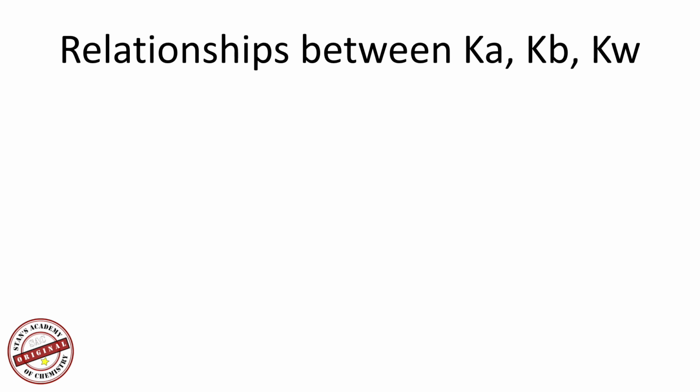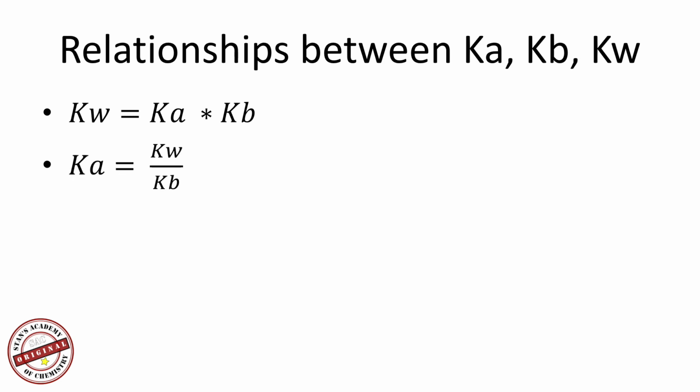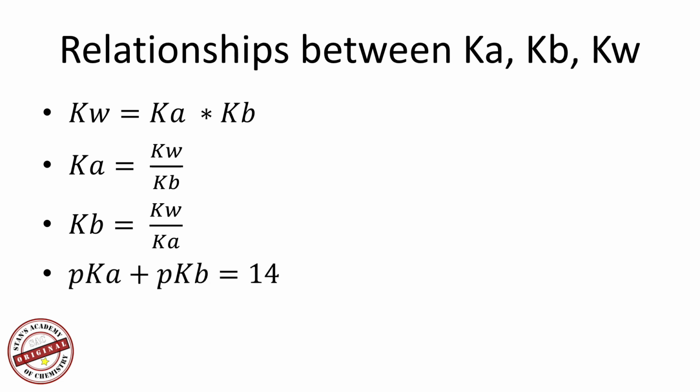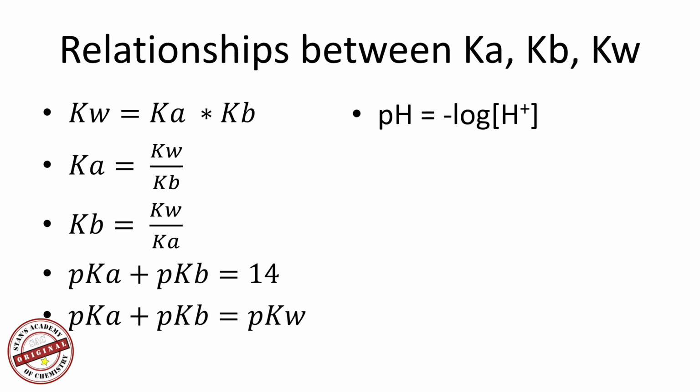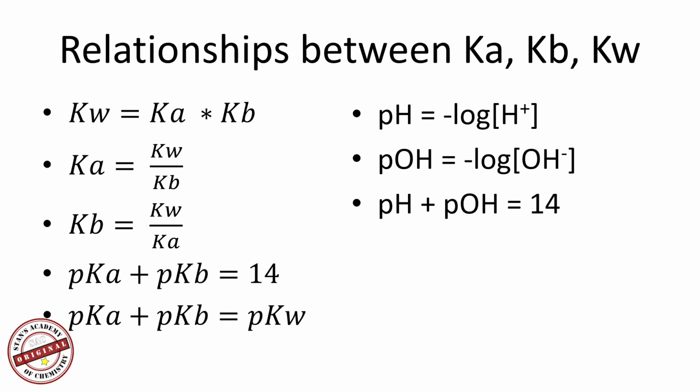So here are the relationships. Kw is equal to Ka times Kb. Rearranging, Ka is equal to Kw by Kb, or Kb is equal to Kw by Ka. They're just rearrangements of the first equation. pKa plus pKb is equal to 14. pKa plus pKb is equal to pKw. This is also true. pH is equal to negative log hydrogen ion concentration. pOH is equal to negative log OH minus ion concentration. pH plus pOH is equal to 14. These are some of the expressions that you may want to learn and use in the problems that are given. So I've just listed them here.